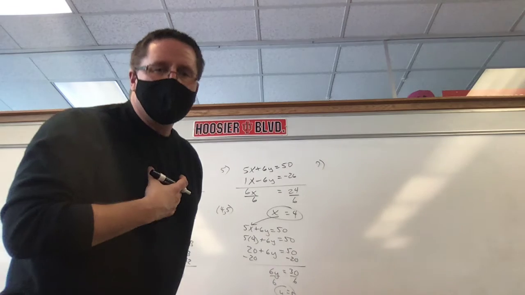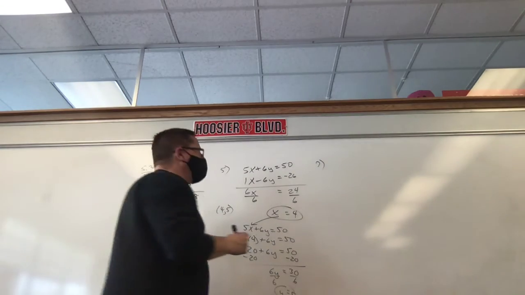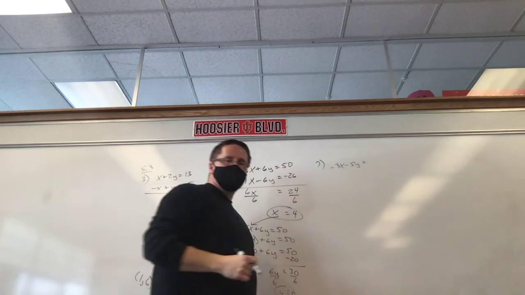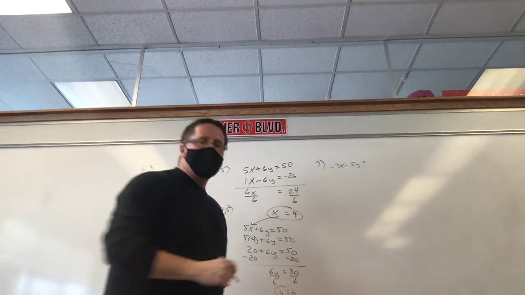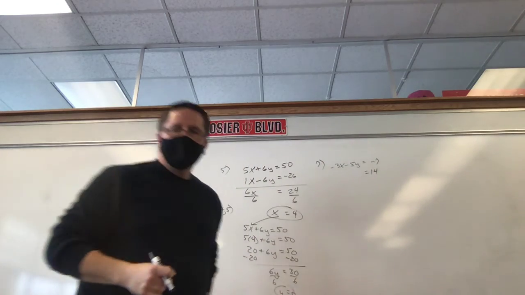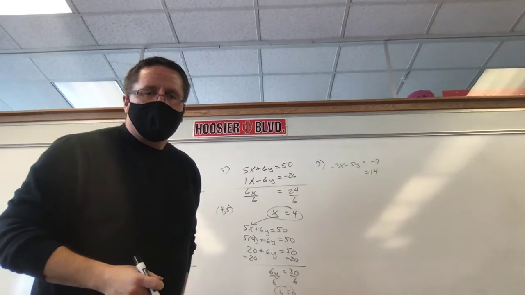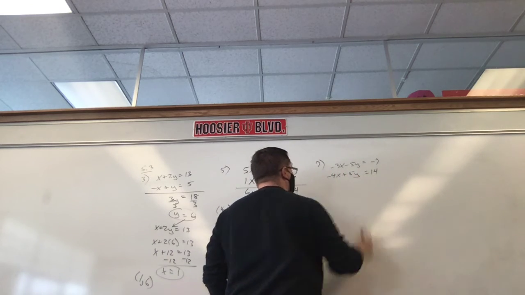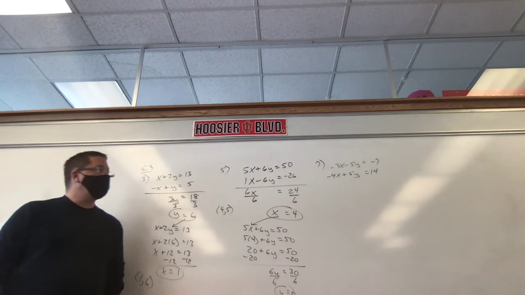Let's try number 7 here. So we have negative 3x minus 5y equals negative 7, and negative 4x plus 5y equals 14.